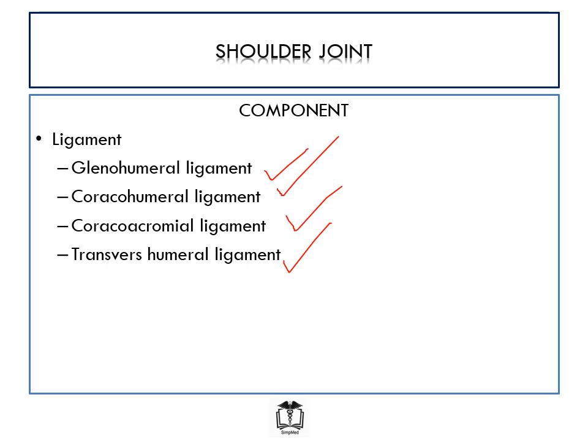And finally, we have the transverse humeral ligament. This is a ligament that runs between the bridge of the intertubercular sulcus, and it tends to just help in keeping in check the long head of the biceps muscle as it runs through the intertubercular sulcus.